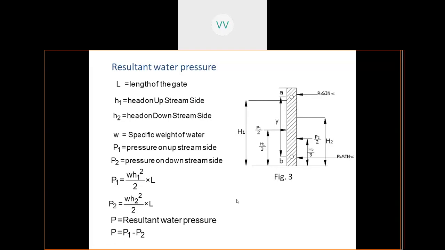As I told you, P1 and P2 are the pressures on upstream and downstream side. So P1 is acting from left to right and P2 is acting from right to left. So both these forces are collinear. So we can take the resultant as plus P1 minus P2 along with the sign convention.